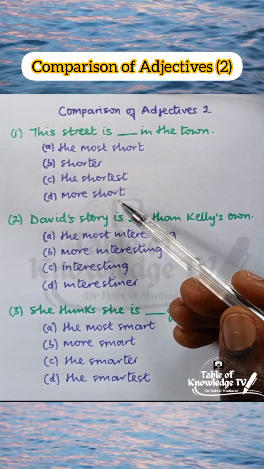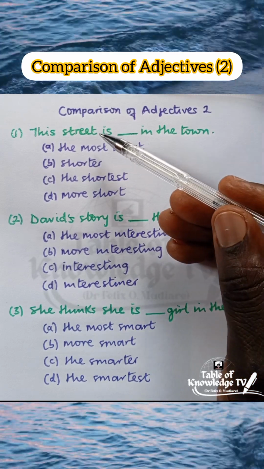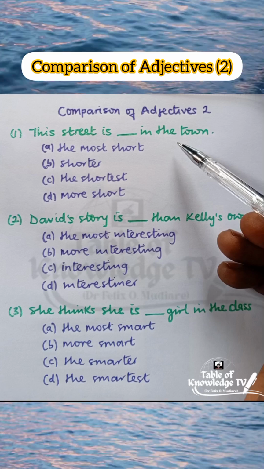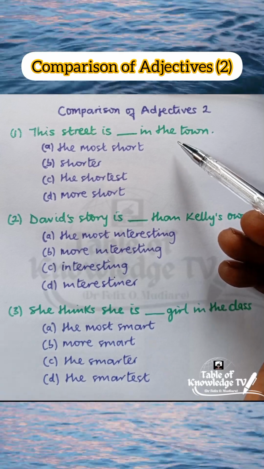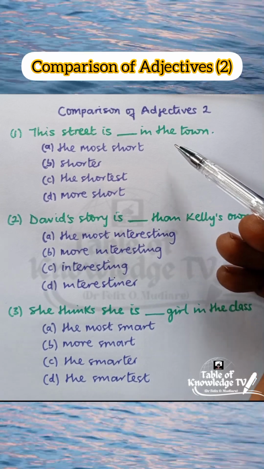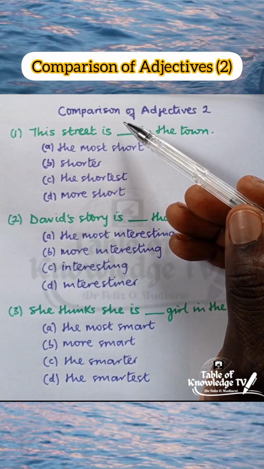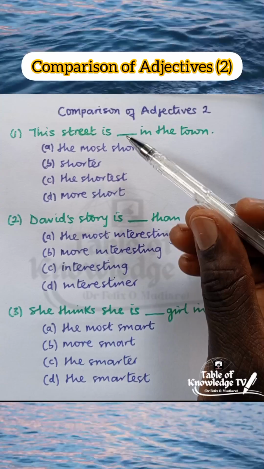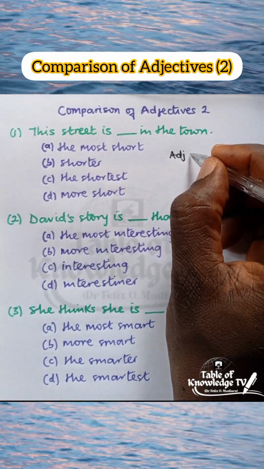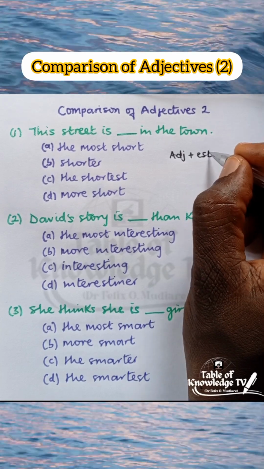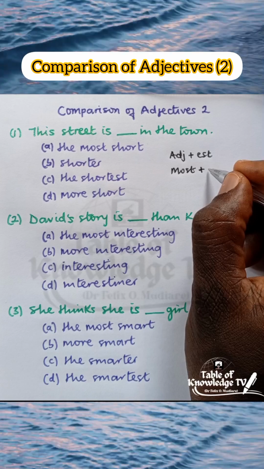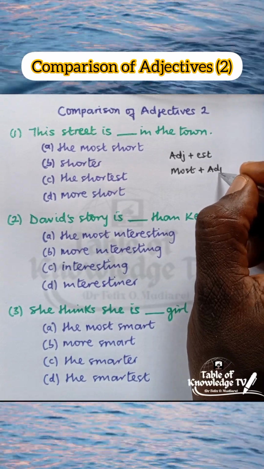Here we are comparing streets. And in a town, there are more than 2 streets. So here we are comparing more than 2 things. And when comparing more than 2 things, we use the superlative degree of comparison. And the formula for the superlative degree is this. We have the adjective word plus est or most plus the adjective word.